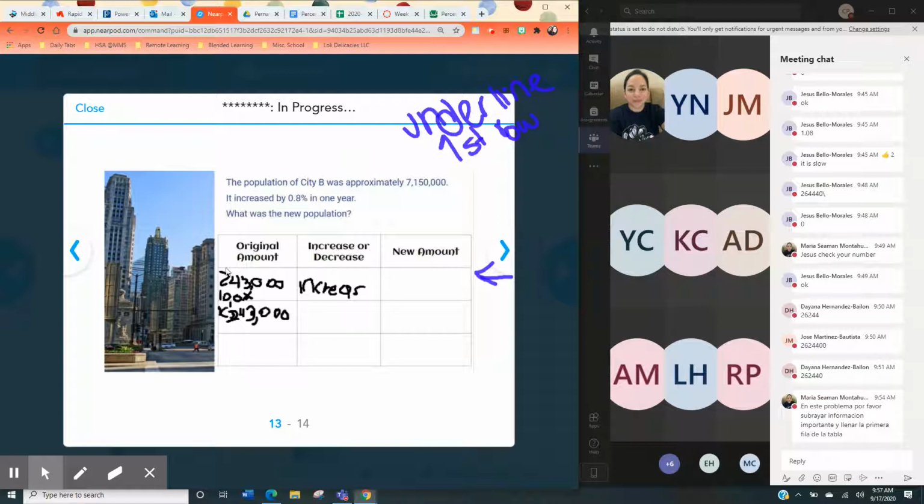Garniel, asegúrate que estés usando el número correcto. El número original es este. Estás usando el del último problema. Whoever this is hasn't even started.